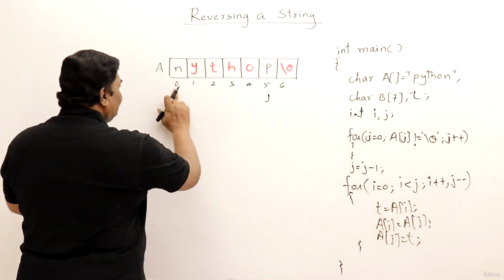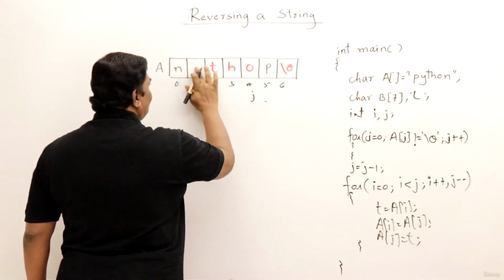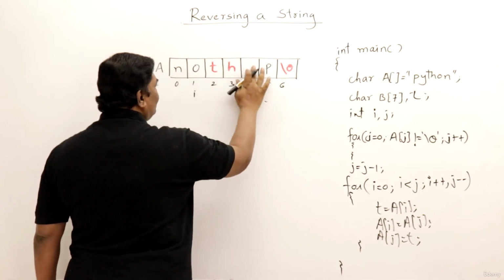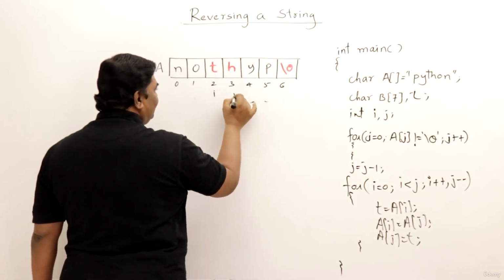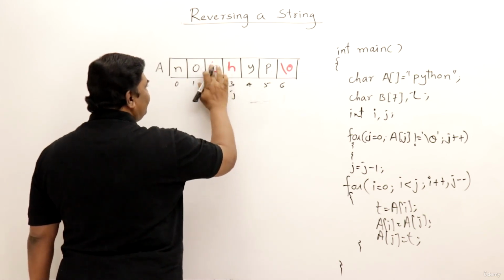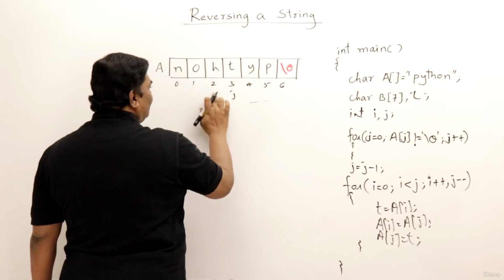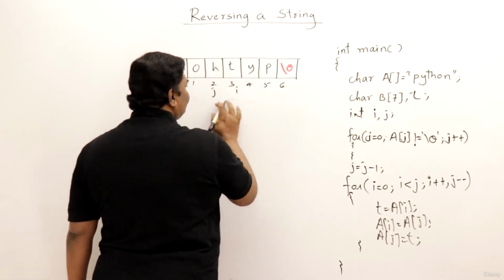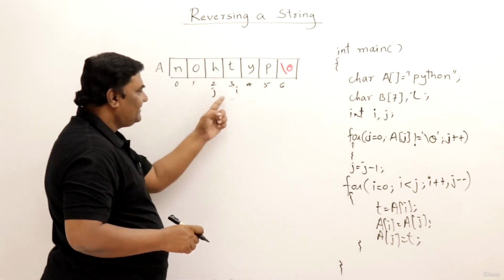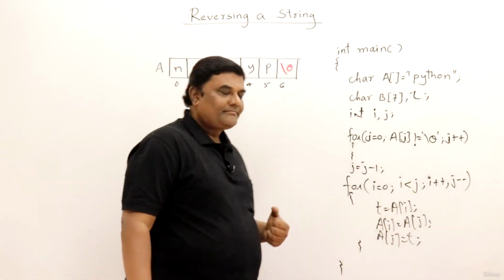So let us do it. Next I will increment and J will decrement. So O comes here, Y goes there. Then I increments and J decrements. So interchange this. H comes here and t goes there. Then I increments and J decrements. Now stop, because I has become greater than J. So this will continue as long as I is less than J.